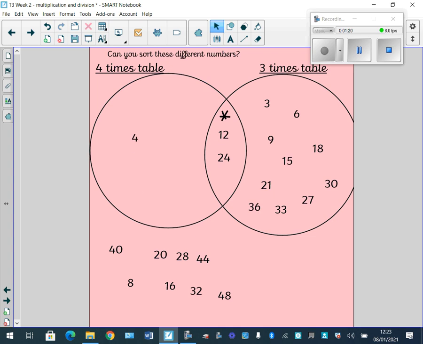Okay, let's have a look here. 4 is 4, 8, 12's in the middle already, 16, 20, 24 is in the middle, 28, 32. The next, if I counted on 4 from 32, I get 36. So 36 actually is also in the 4 times table and the 3, so it goes in the middle there. Next one, 40. 4 times 10. 4 times 11 is 44, and 4 times 12 is 48. How did you do? I hope you did alright, and we're going to move on to the next slide.